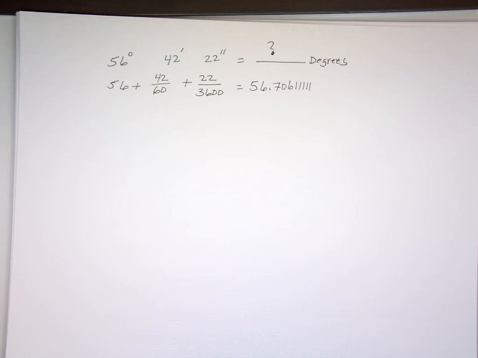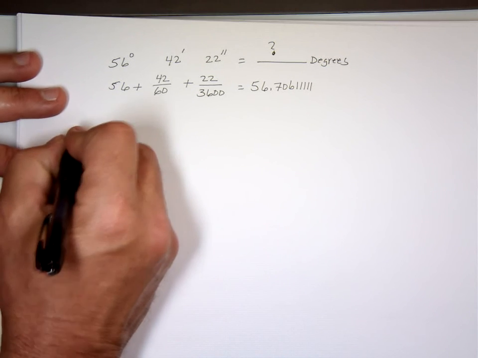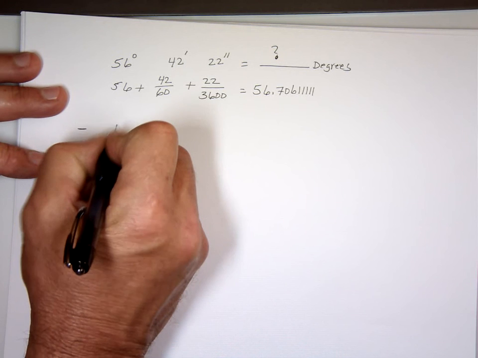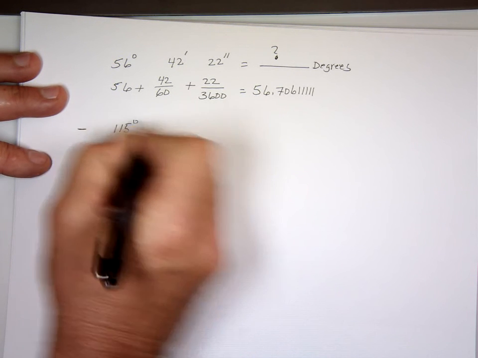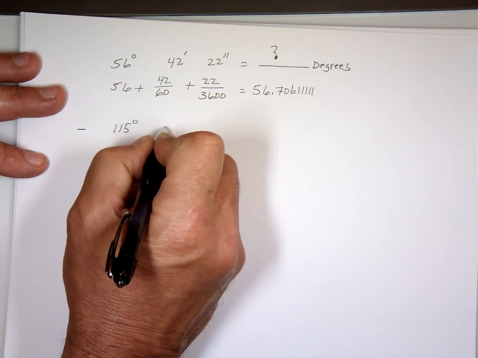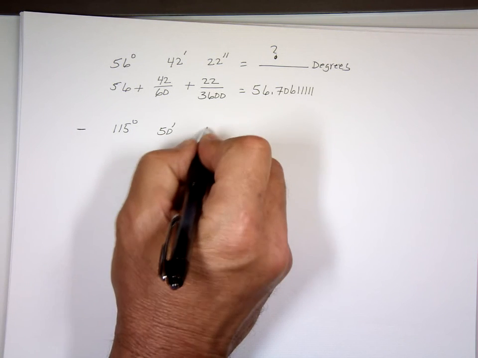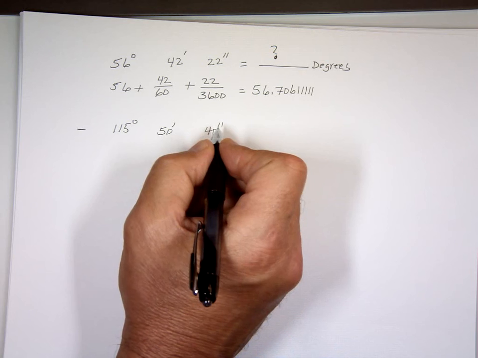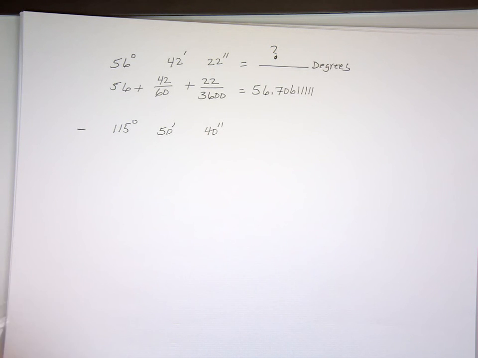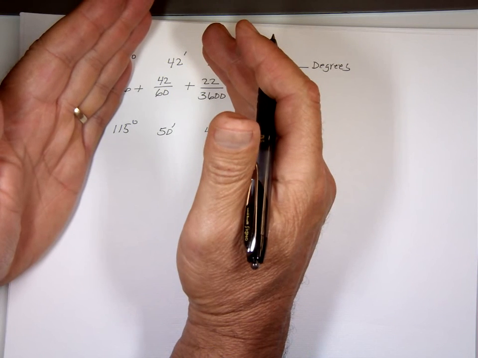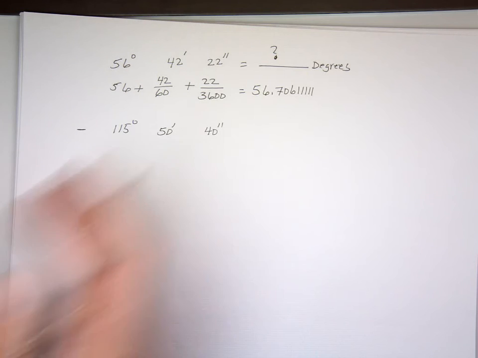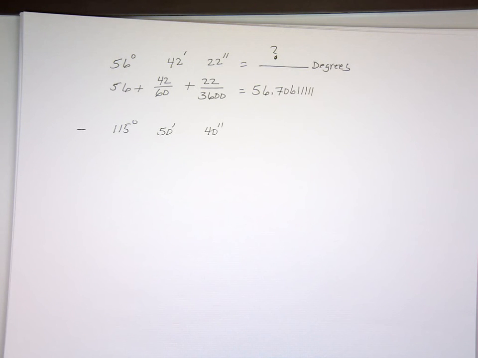Negative 115 degrees, 50 minutes, and 40 seconds. That negative is for all of them. That negative is just outside. The negative indicates you were going in that direction, clockwise. So here we go, a negative set of parentheses.